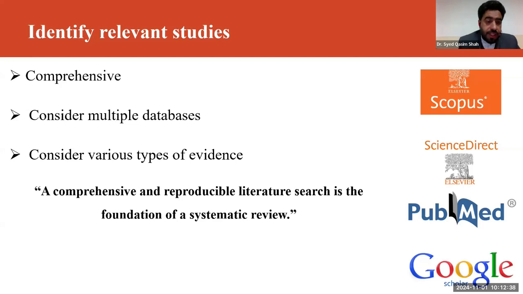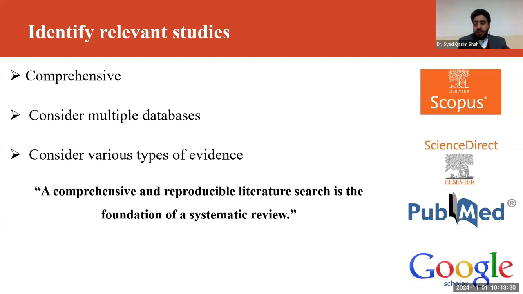Whenever we are talking about comprehensive phenomena, we need to consider that there are multiple databases, and every database has different journals attached to it, different topics, different areas of research. We already know the major databases like Scopus, Science Direct, PubMed for medical based studies, Google Scholar, and then Taylor and Francis, Emerald. There are a number of databases available. So for a very comprehensive literature review, we need to consider all the relevant databases, so we can use multiple databases.